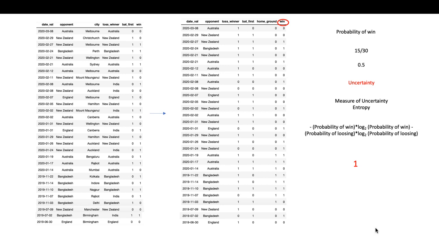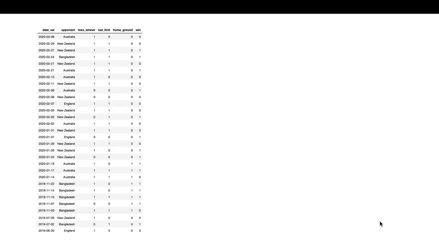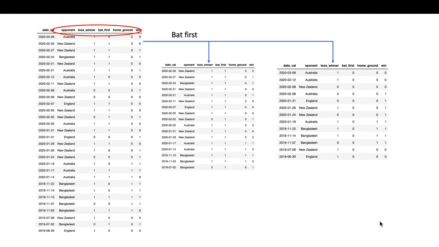Now let's see if we can find a condition by which we can reduce this uncertainty, and say with more certainty one of these outcomes. So what do we do now? Suppose we consider a filter from one of the features that we have, like opponents, toss winner, bat first, home ground. Let's consider bat first. It can have two conditions, though of course you can elaborate it to more conditions, so it can be 0 or 1.